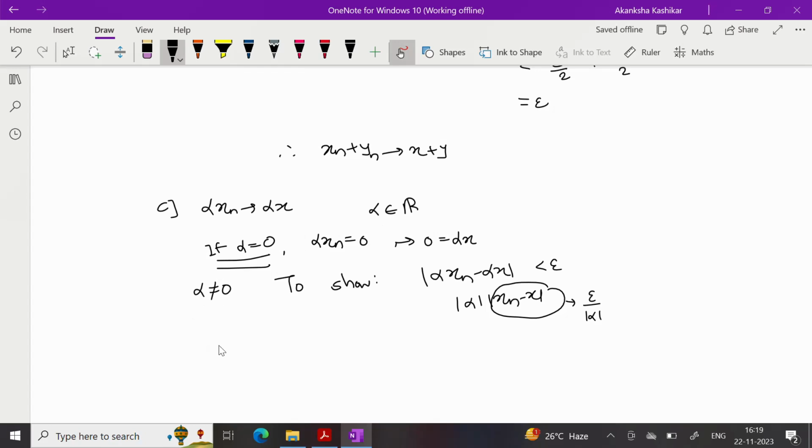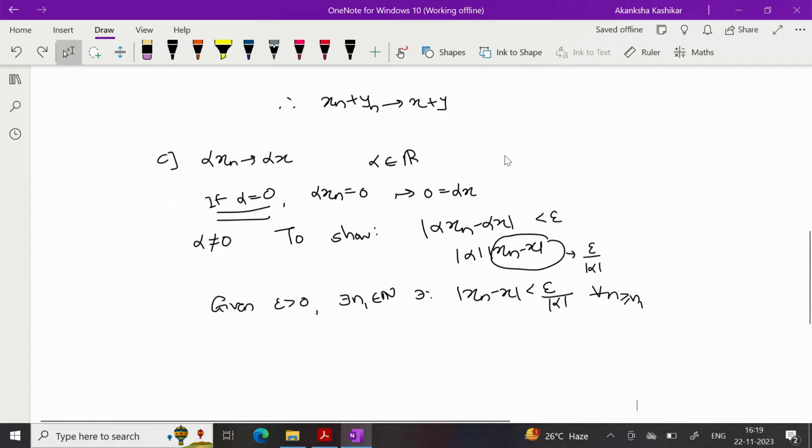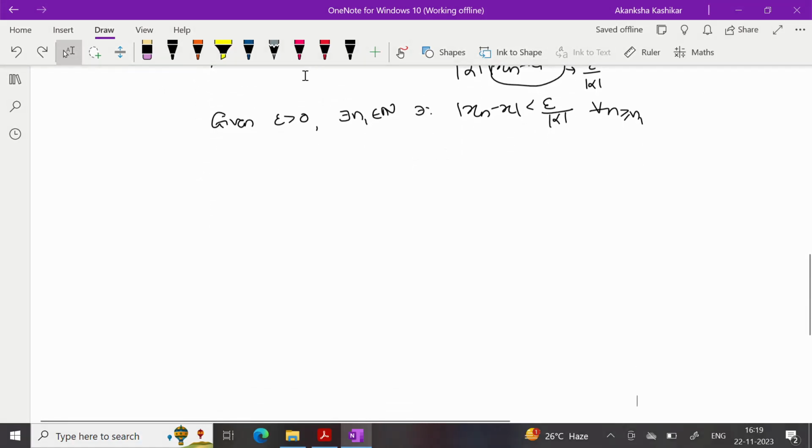So let me now write the formal proof. Given epsilon greater than 0, there exists n1 in N such that mod of xn minus x is less than epsilon by mod alpha for every n greater than or equal to n1. So we will make this difference as small as we want. We will take epsilon as epsilon by mod alpha. In the earlier case, we were taking epsilon as epsilon by 2. Now what do I have? I will simply use this same n because I don't have any other sequence in the picture.